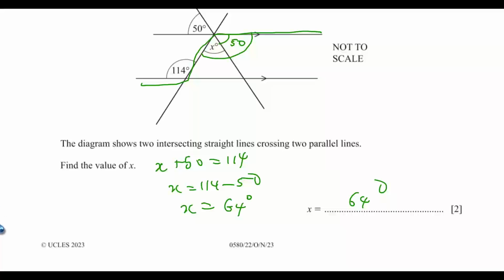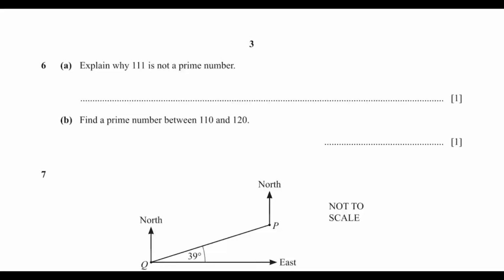So let's go to the next question. That will be question 6a. Explain why 111 is not a prime number. So 111 is not a prime number because it has more than two factors, or it has other factors aside 1 and itself.